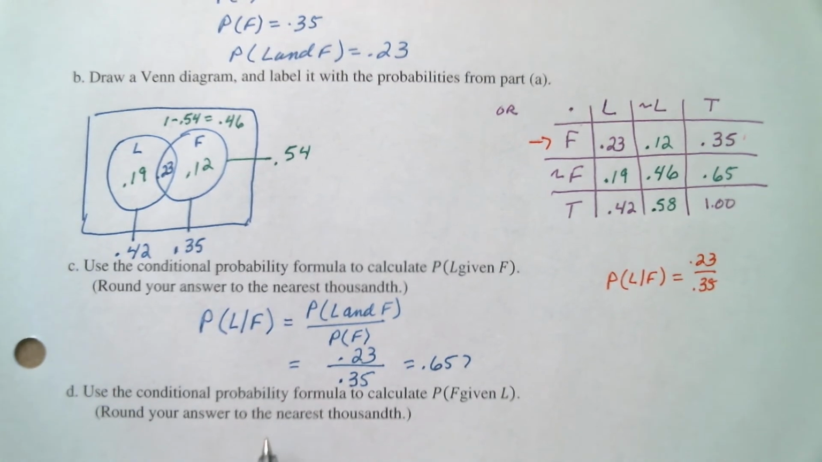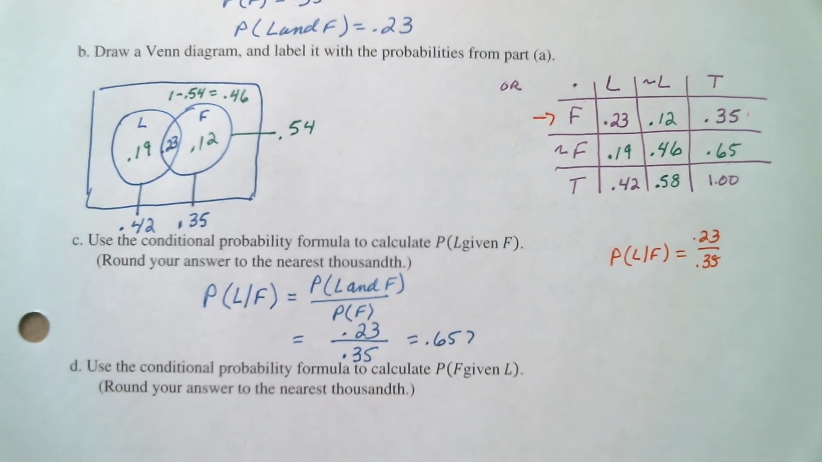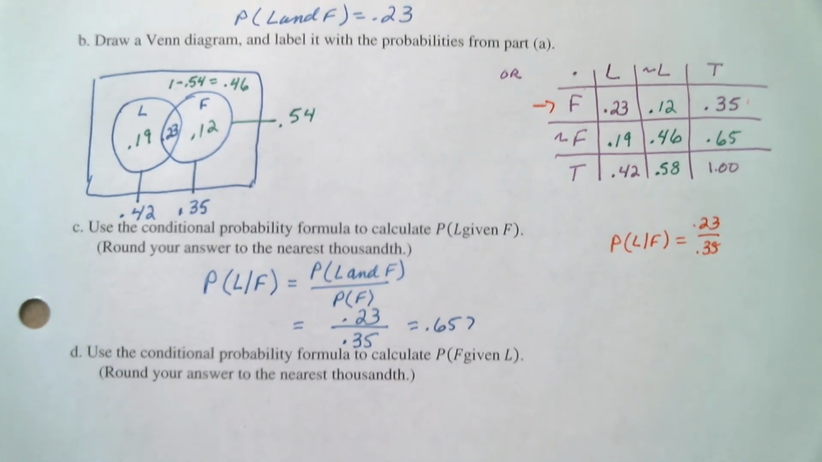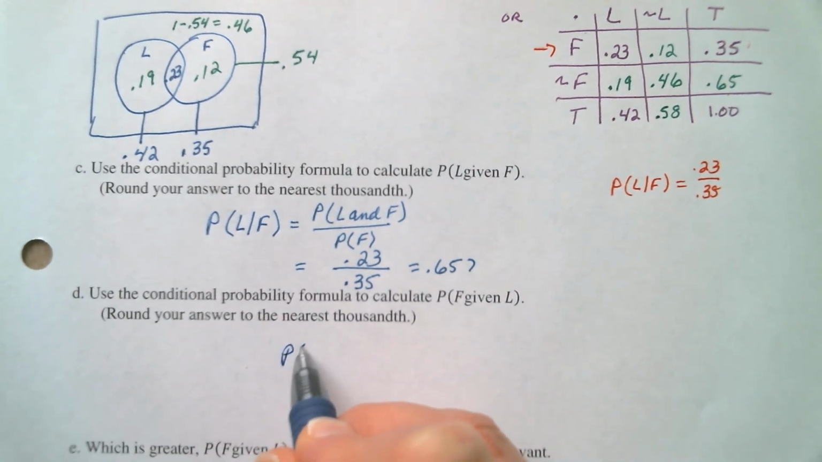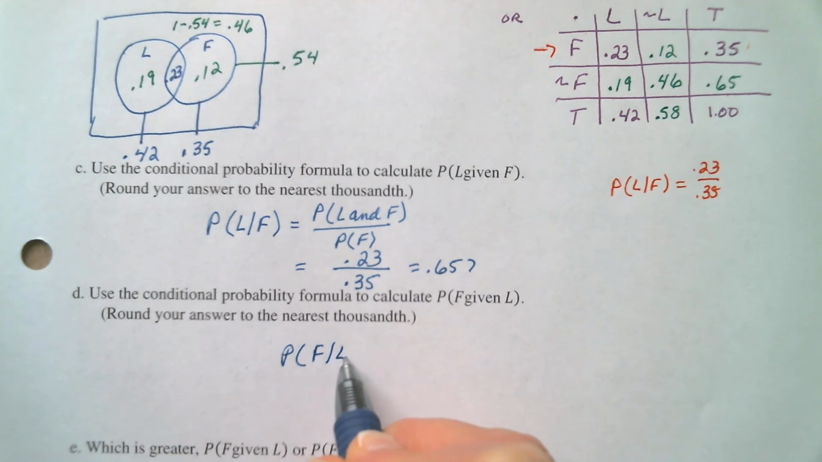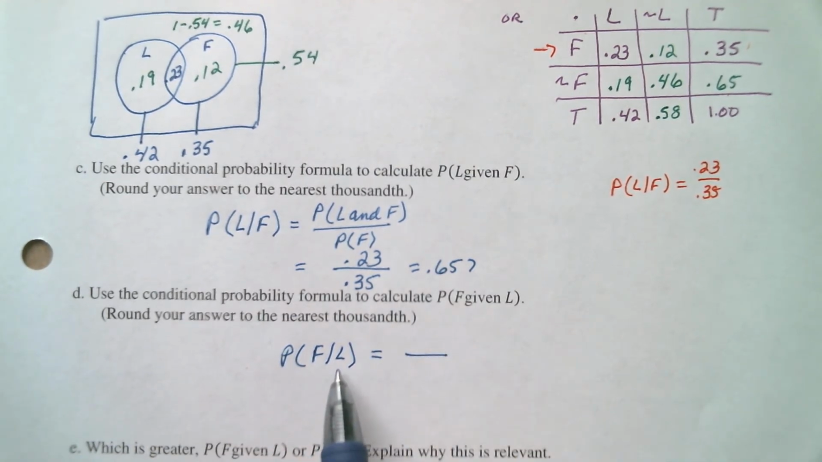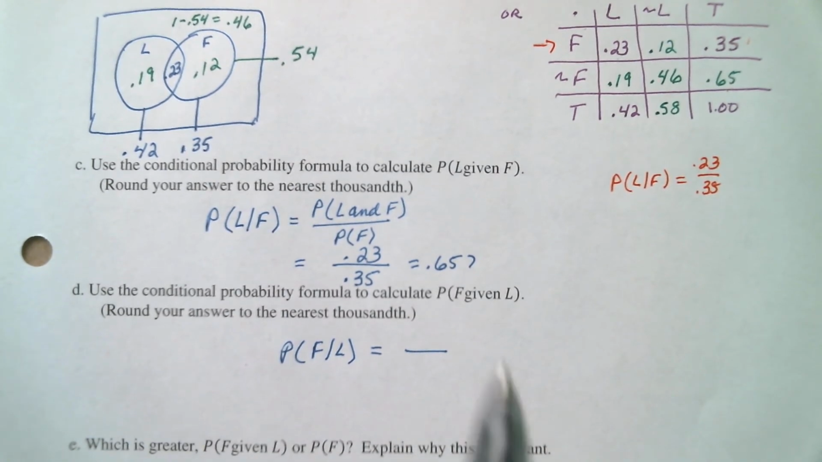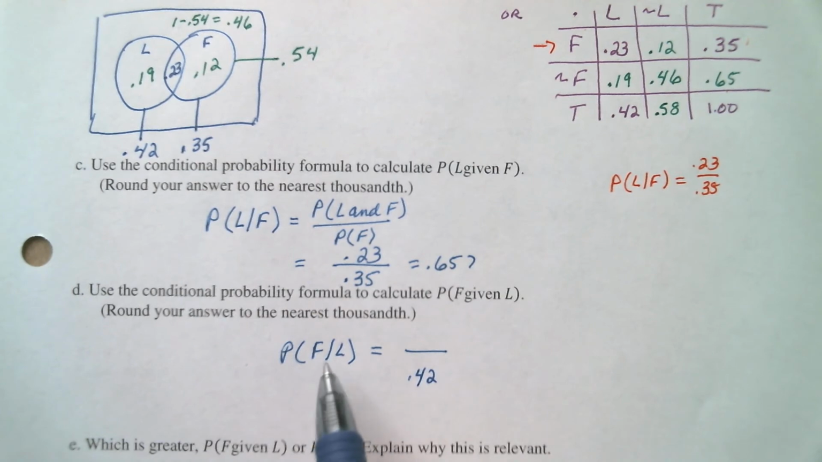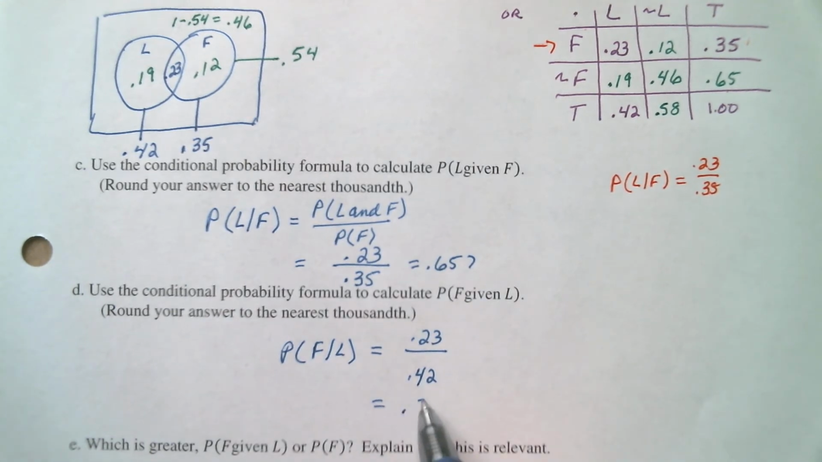D, use the conditional probability formula to calculate the probability of F given L. Okay, L is going to be the denominator. So all of circle L is 0.42, and F and L is 0.23. 0.23 divided by 0.42 is 0.5476, which rounds to 0.548.